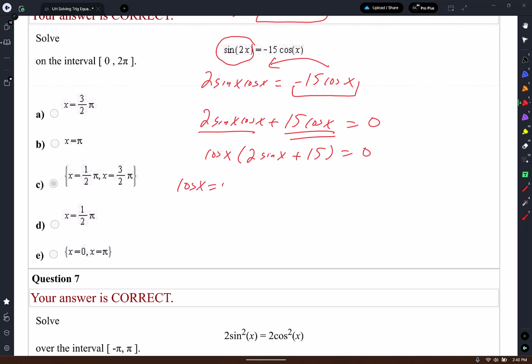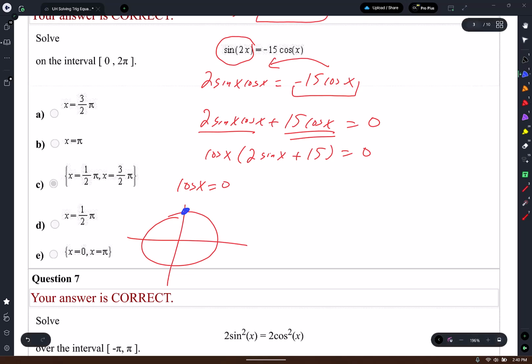Where is cosine x equal to 0 on the unit circle? No, not a 0. Those are some of my answers. x equals pi over 2, comma 3 pi over 2. And no, y'all don't know those. That's a demerit. I'm kidding.